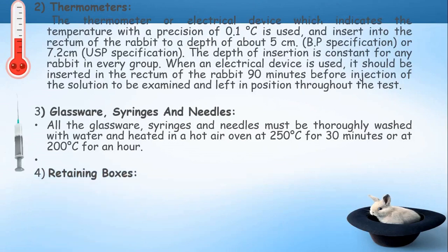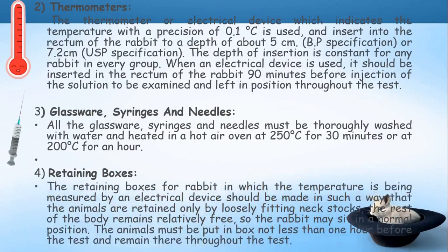Next one is the retaining boxes. The retaining boxes for rabbits in which the temperature is being measured by electrical devices should be made in such a way that animals are retained only by a loosely fitting neck stock. The rest of the body remains relatively free so the rabbit may sit in a normal position. The animal must be put in the box not less than 1 hour before the test and remain there throughout the test.